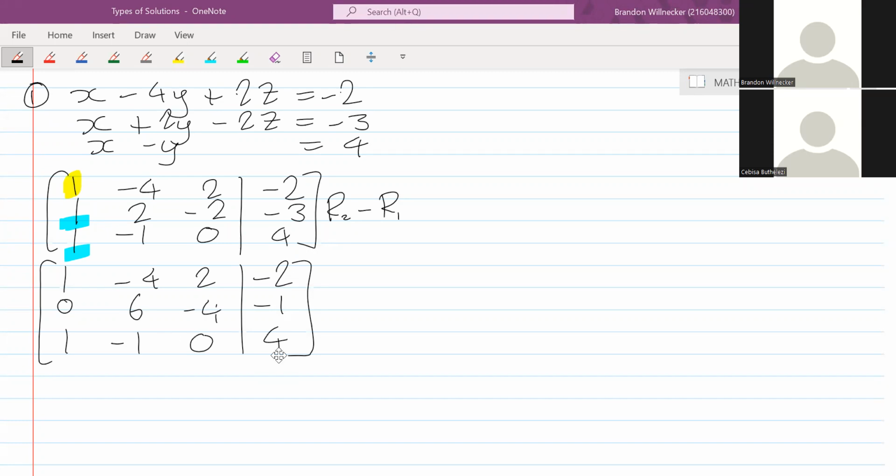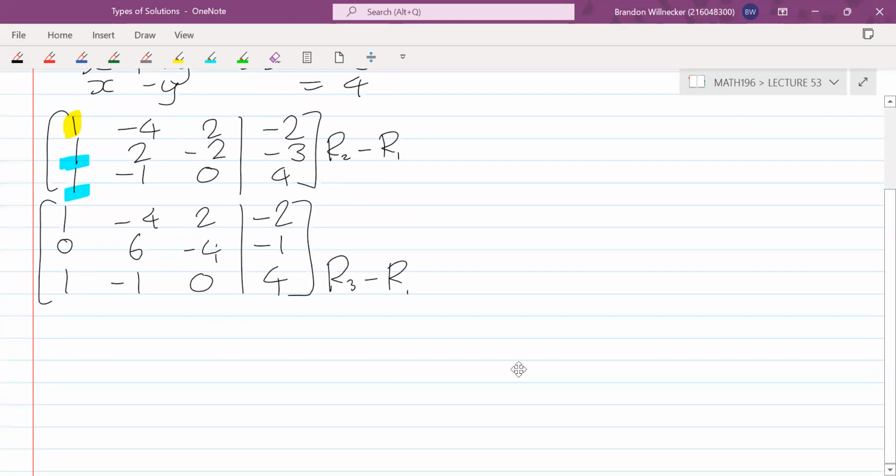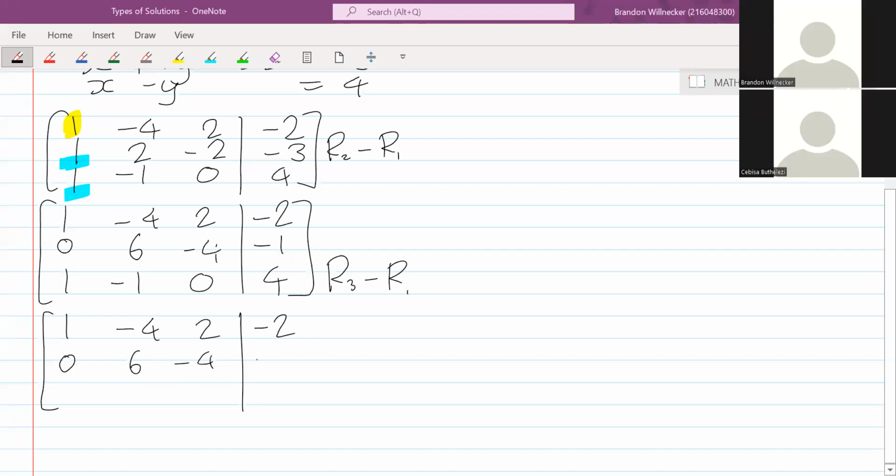Okay, so that's done. Now that third entry, the first column, third row, we need that to be a 0. So we can take row 3 minus row 1. Then the 1 and the 1 will cancel, giving us the 0 which we need. Okay, so let's do that. We get 1, minus 4, 2, and minus 2 because the first row stays the same. 0, 6, minus 4, minus 1. The second row stays the same.